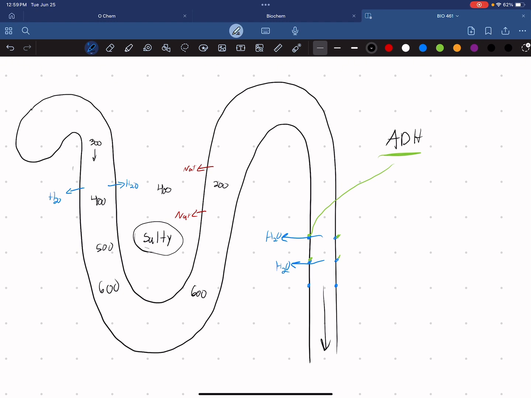So based on this concentration gradient that is established in the loop of Henle, once we get to the collecting duct, the amount of ADH that the body releases will determine the amount of water that can be reabsorbed through the collecting duct, which will ultimately cause the difference in concentration of our urine based on what our body needs.